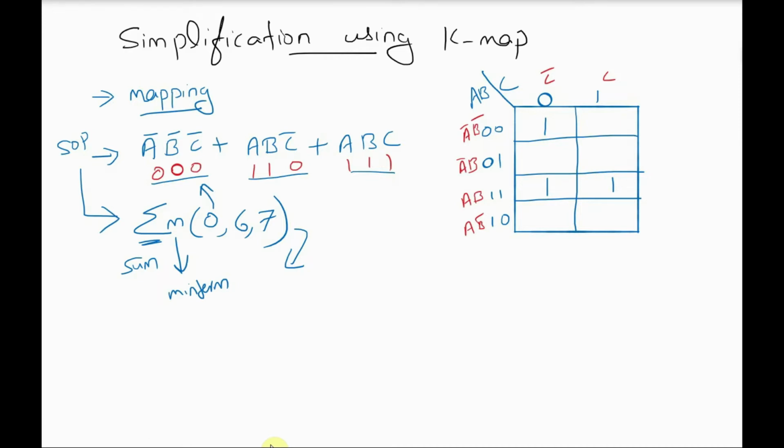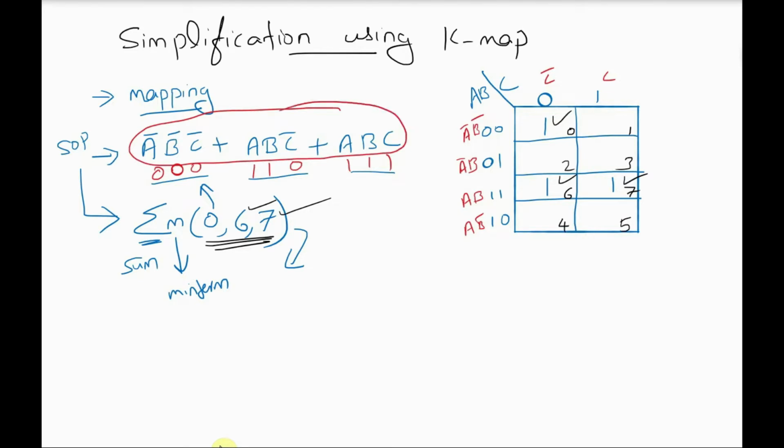We know the cell numbers as discussed in the previous session. This is 0, 1, 2, 3, 4, 5, 6, 7. These are the cell numbers. We will put 1 in the corresponding cell numbers. Cell number 0 we have already marked as 1. Cell number 6 we have already marked as 1. Cell number 7 we have already marked as 1. So, questions may be asked either in this form or in this form.